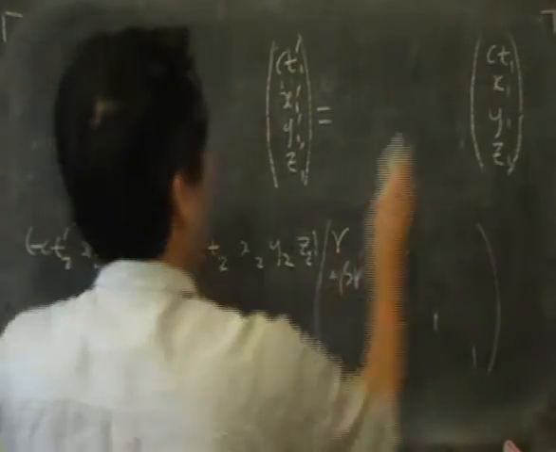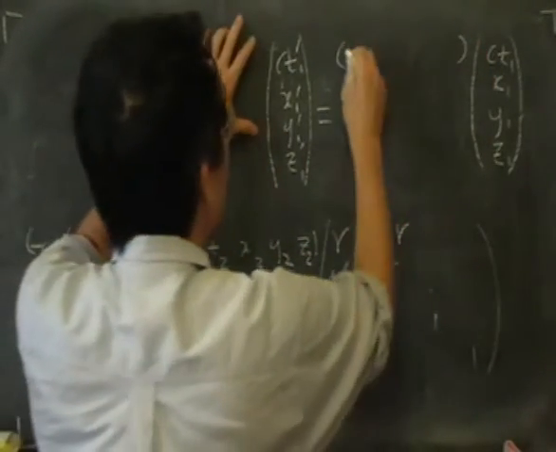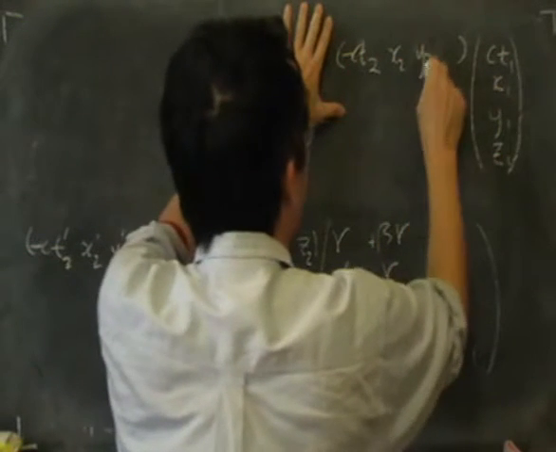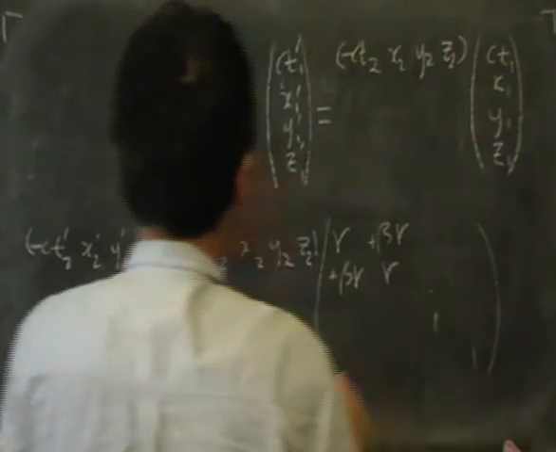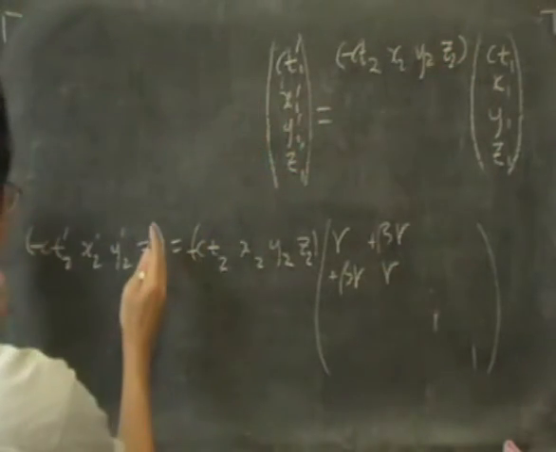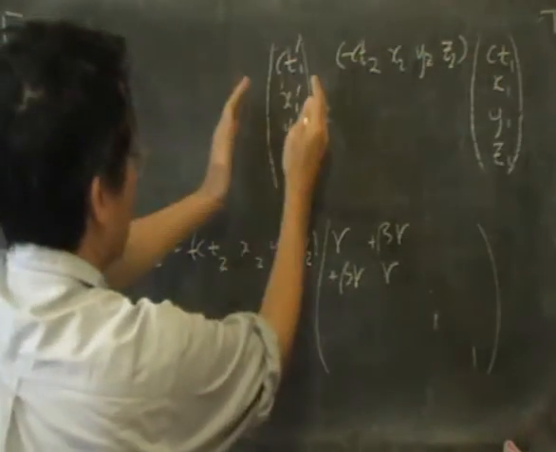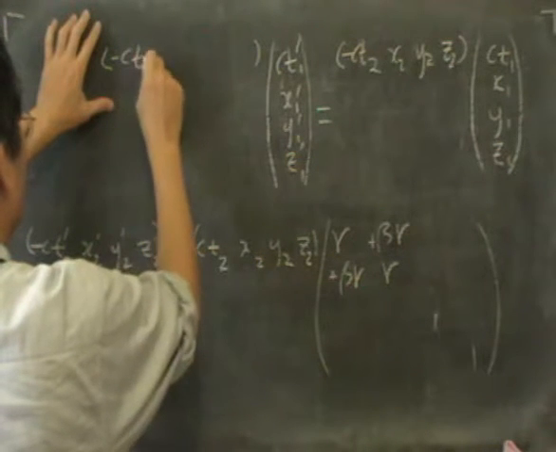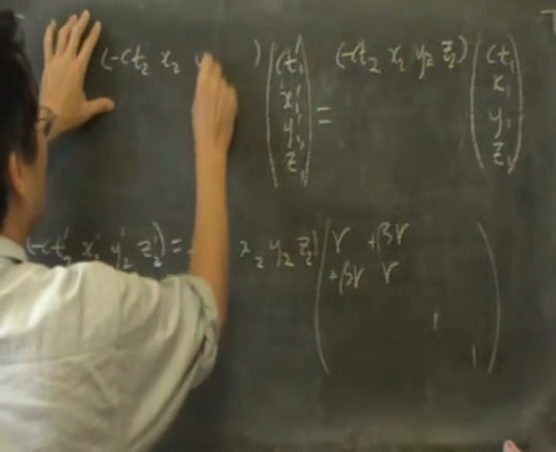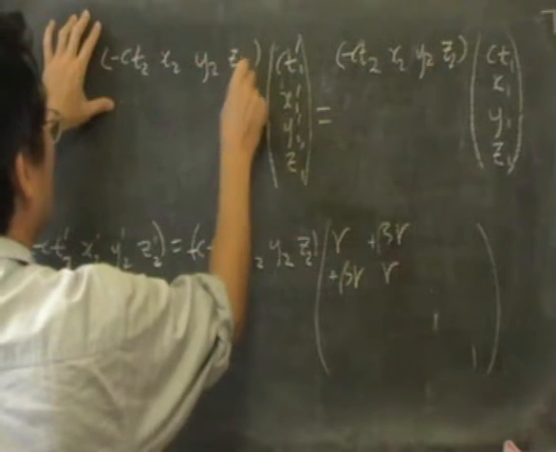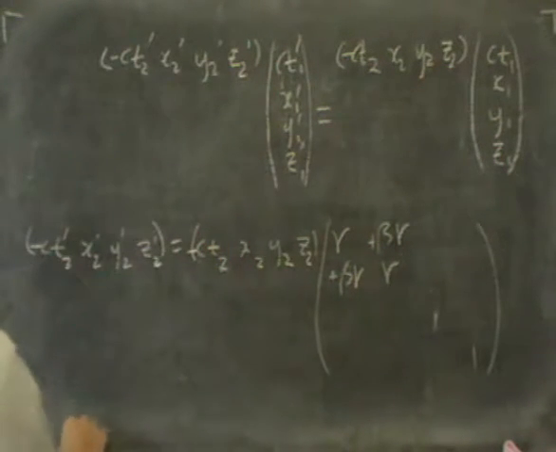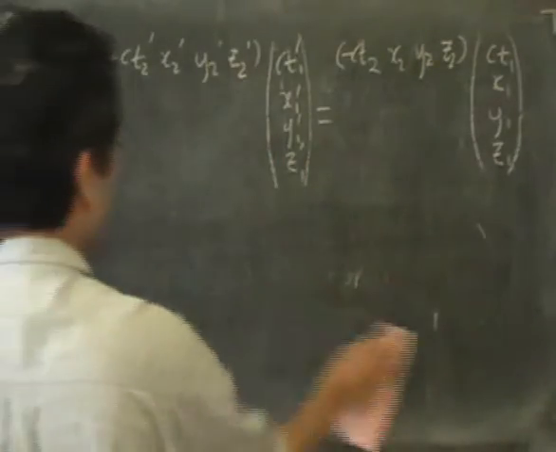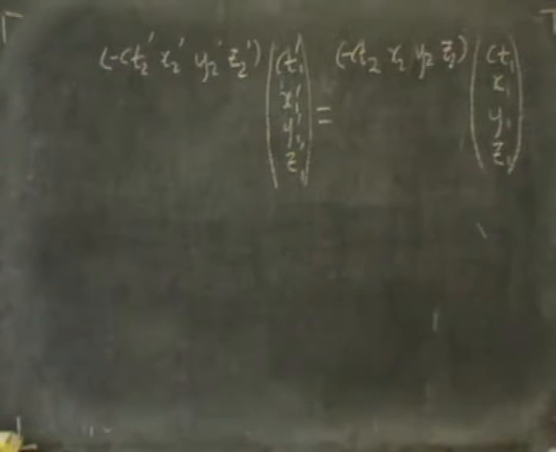I'm just going to copy that up here. And likewise on the left hand side, I have to multiply this by this. I'll write that out. There. And this is the result I'm going after.